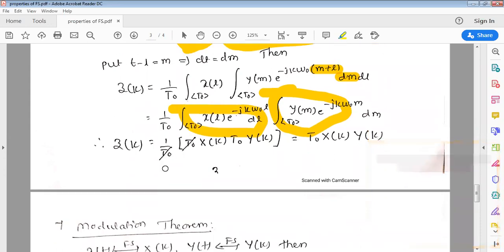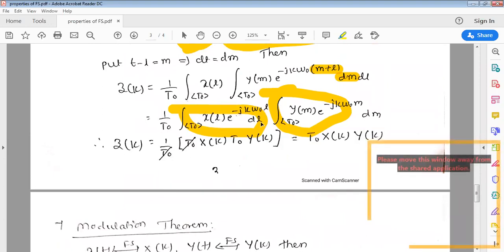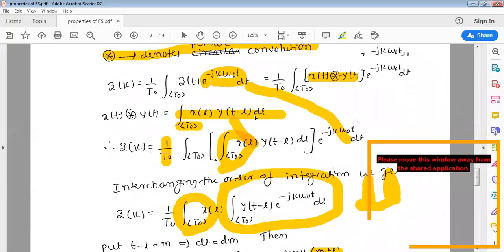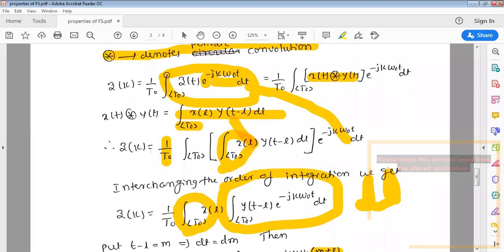Now this is equal to 1 by T naught. This integral, x of L into e power minus jk omega naught L dL, is equal to T naught into X of k. What is X of k actually? X of k is equal to 1 by T naught integral of x of L into e power minus jk omega naught L. Look here, Z of k is 1 by T naught integral of z of t into e power minus jk omega naught t, so this entire term will become equal to T naught into Z of k.